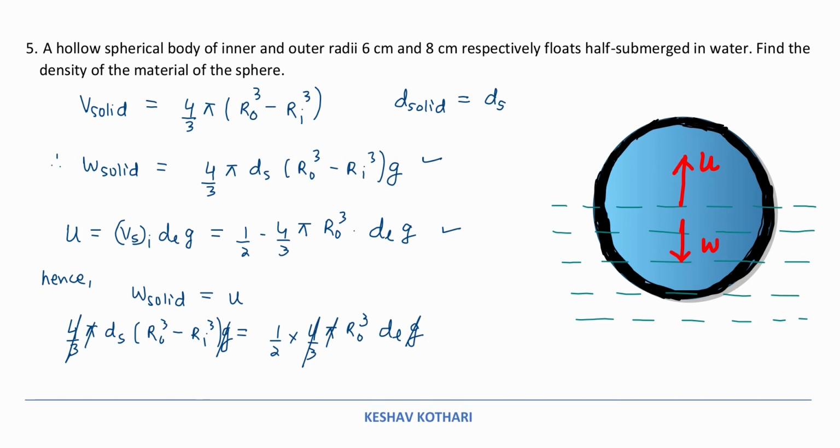So from here I can say that the density of solid is equal to r₀³ upon (r₀³ − rᵢ³) times density of liquid, which is 1 gram per centimeter cube. If I substitute the values, that is r₀ equal to 8 and rᵢ equal to 6, we attain a value of 0.864 gram per centimeter cube. So the density of solid is turning out to be 0.864 gram per centimeter cube for this particular problem.